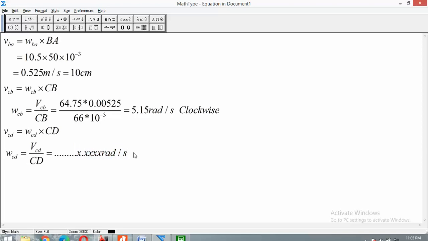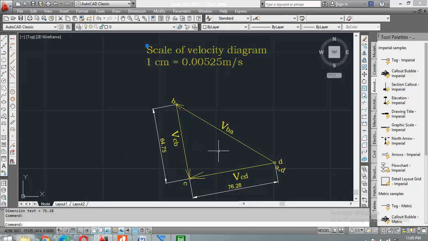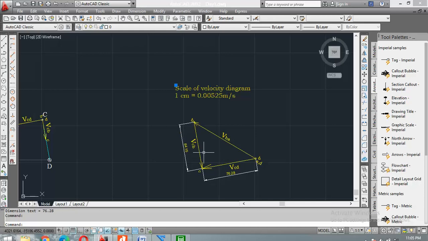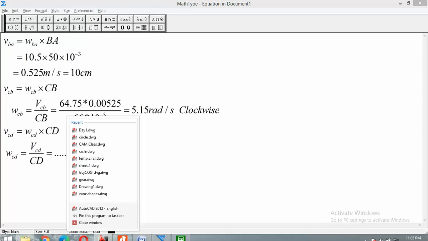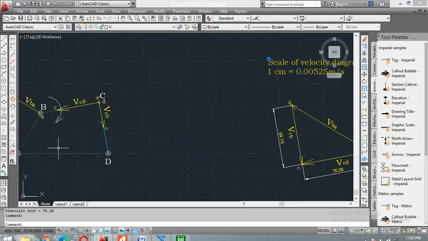Okay, but how will you find out its direction? Direction कैसे find out करोगे? So we want to find out direction of angular velocity of CD. Okay, we want to find out direction of angular velocity of CD link.